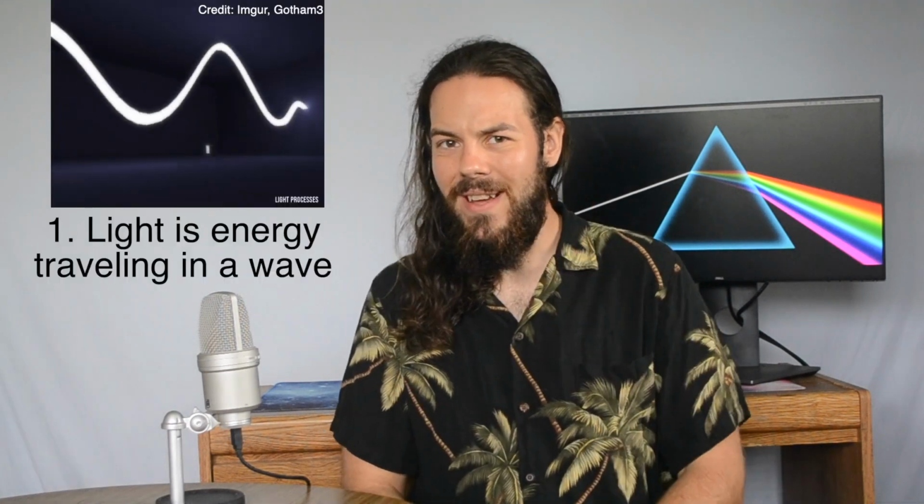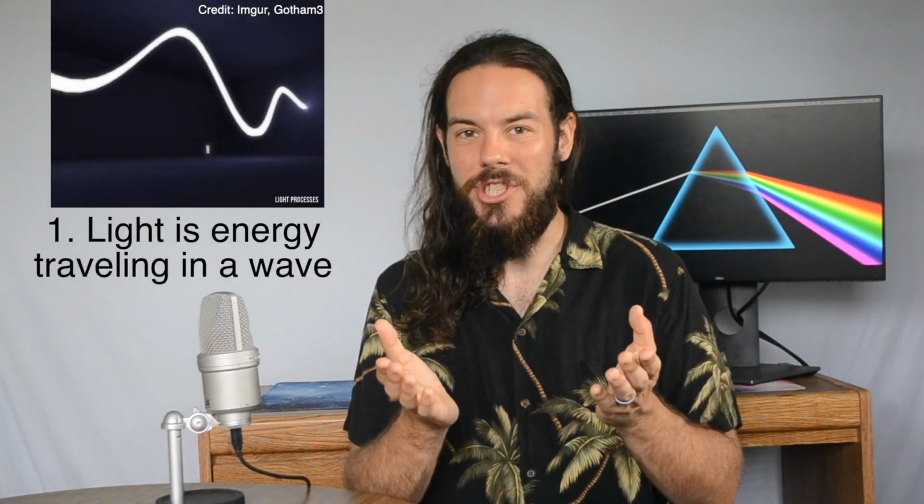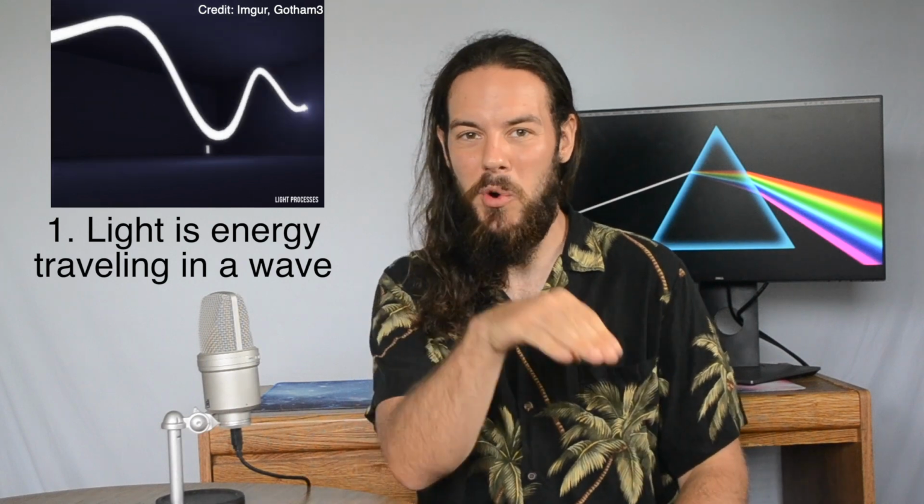So before we actually run our experiment, we'll need to know a couple of things about light. Now I have a whole video on the nature of light if you're interested in all of the details, but here I'll just give you 3 of the basics. 1. Light is simply energy traveling in the form of a wave. And in a lot of ways, you can think of it just like waves on the ocean.